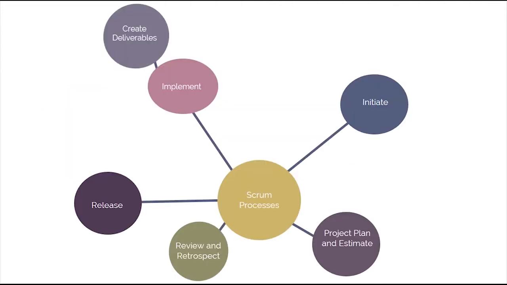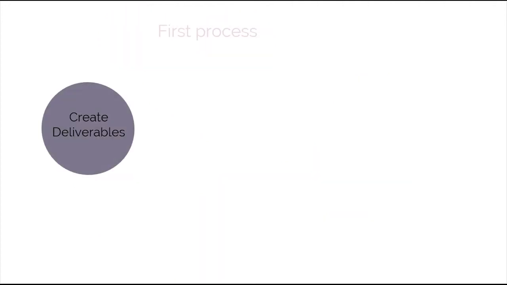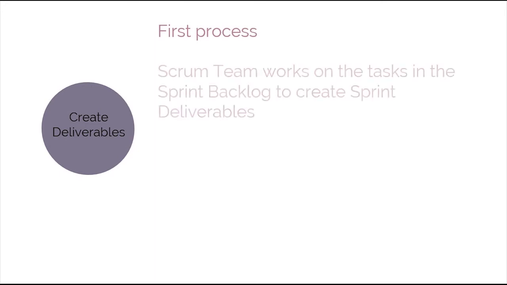The third phase we'll discuss in this module is Implement. Let's now look at the various processes listed to be carried out during this phase. The first process in the Implement phase is Create Deliverables. In this process, the Scrum team works on the tasks in the sprint backlog to create sprint deliverables.